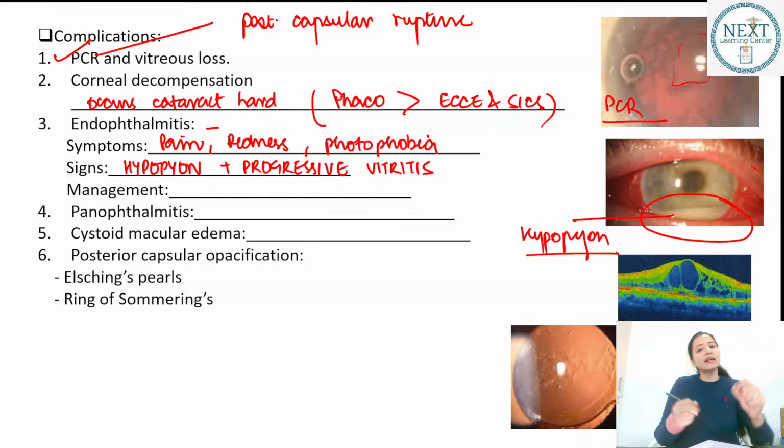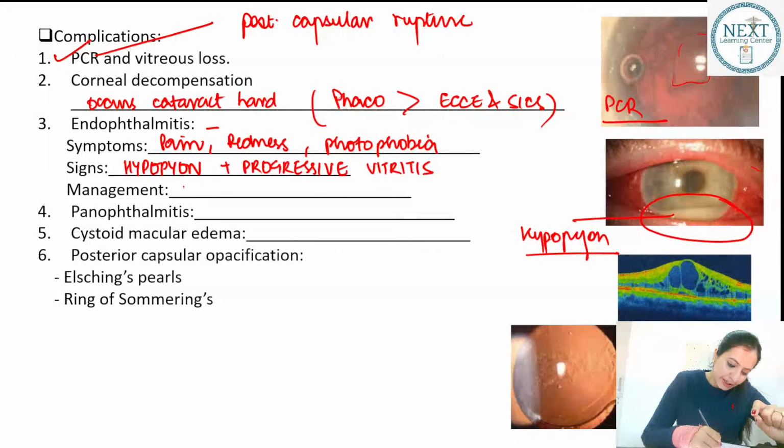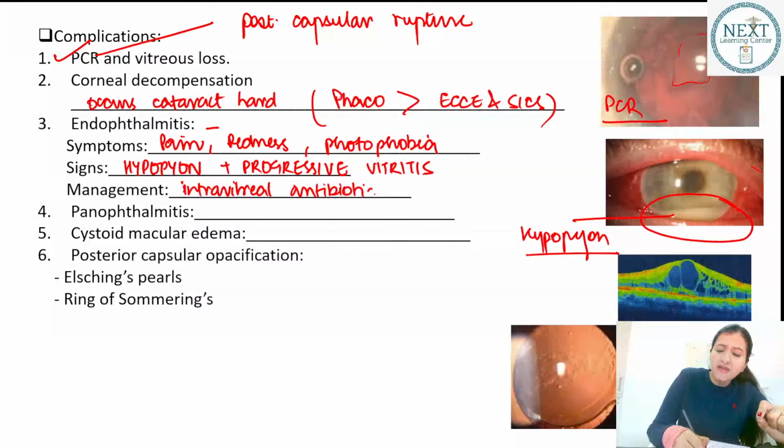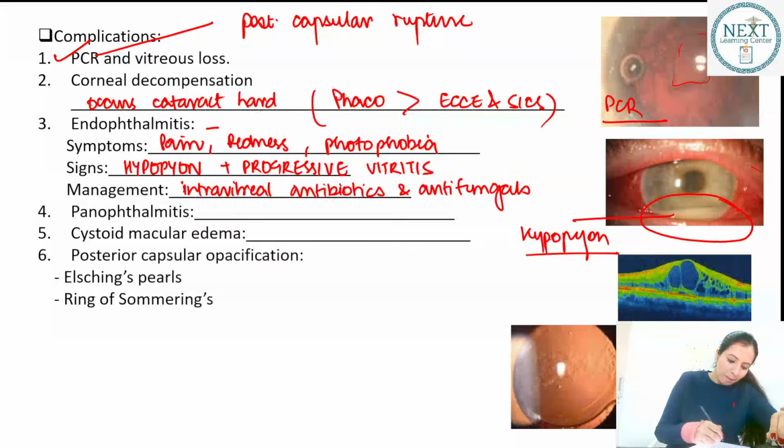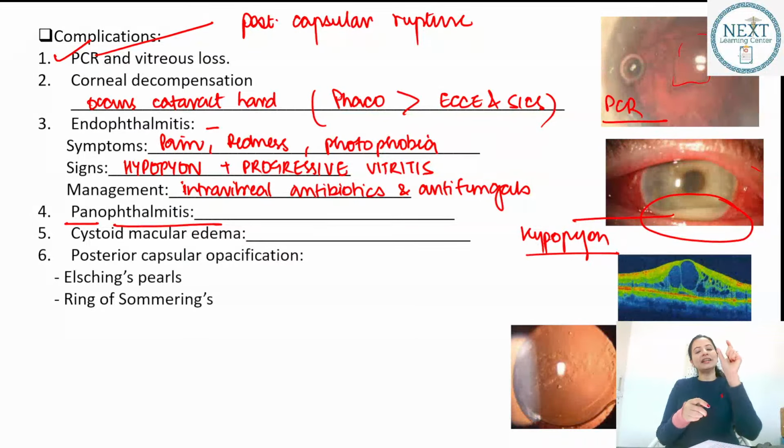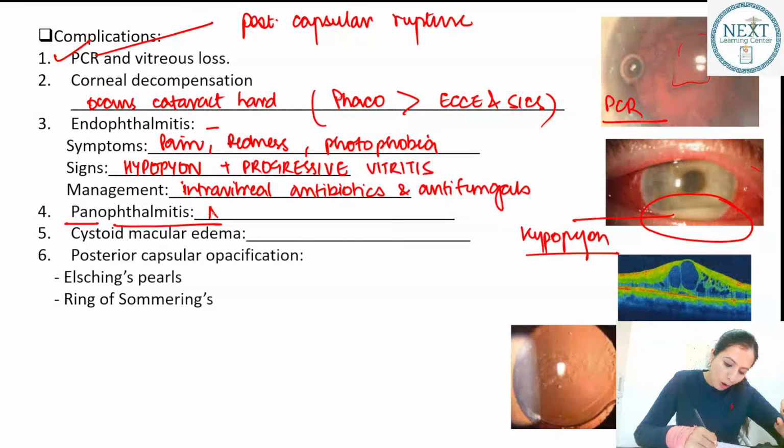Management: since it is inflammation that is occurring secondary to the infection, you have to treat infection by giving intravitreal antibiotics. Since it can even be a fungal infection, so intravitreal antibiotics and antifungals. Then is panophthalmitis. Endophthalmitis means anterior chamber and the vitreous cavity. Panophthalmitis means all the layers of the eyeball are involved.